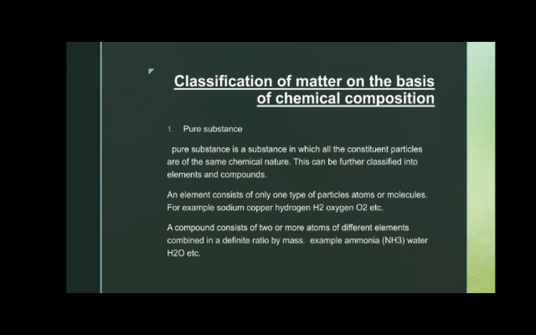Pure substance. A pure substance is a substance in which all the constituent particles are of the same chemical nature. This can be further classified into elements and compounds. An element consists of only one type of particles, atoms or molecules. For example, sodium, copper, hydrogen, or oxygen.